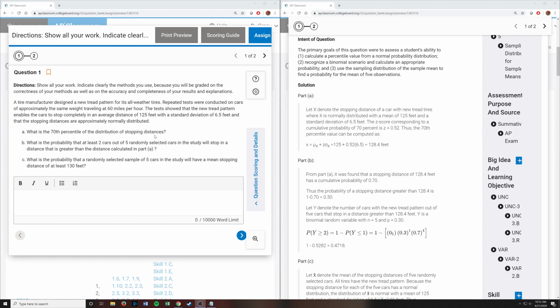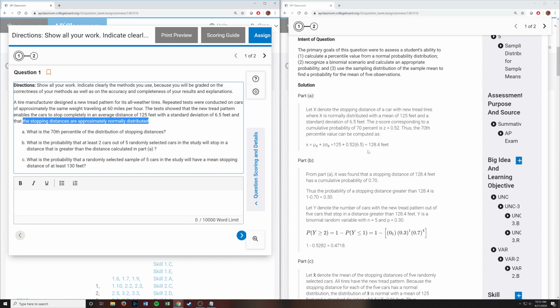stopping distances. There are multiple ways of solving this problem, and it's important to know, first of all, what kind of distribution you're using. And in the problem, it says the stopping distances are approximately normally distributed, so that allows you to use the normal distribution.